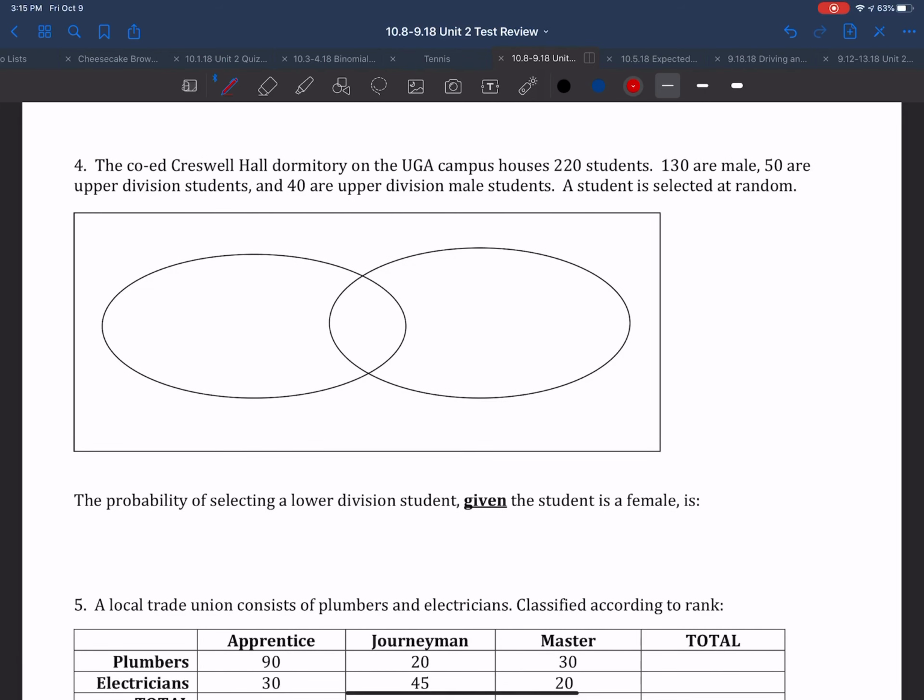All right, number 4 says the co-ed Cresswell Hall dormitory on the UGA campus houses 220 students. 130 are male, 50 are upper division students, and 40 are upper division male students. A student is selected at random. So real quick, I'm just going to say the total we know is 220. And then this circle is blank, so I want to focus on labeling my circles next. The two categories I'm going to be looking at are male and upper division.